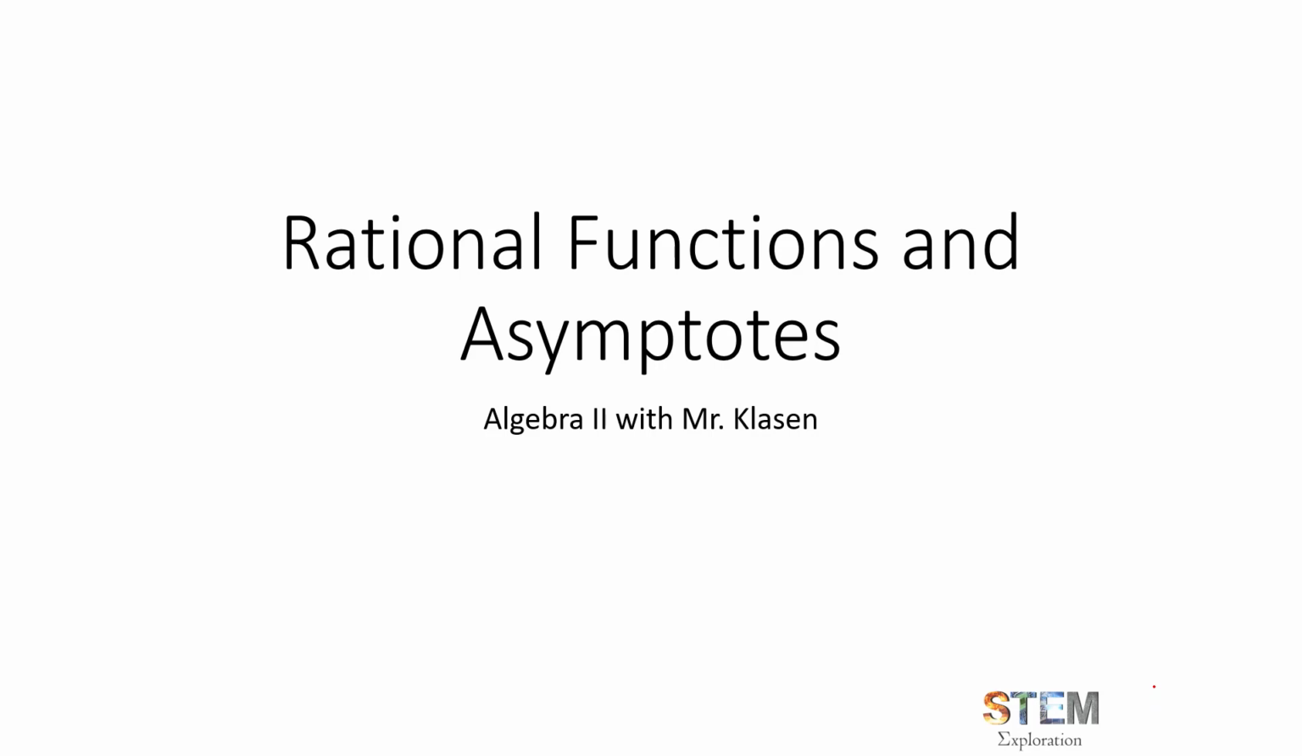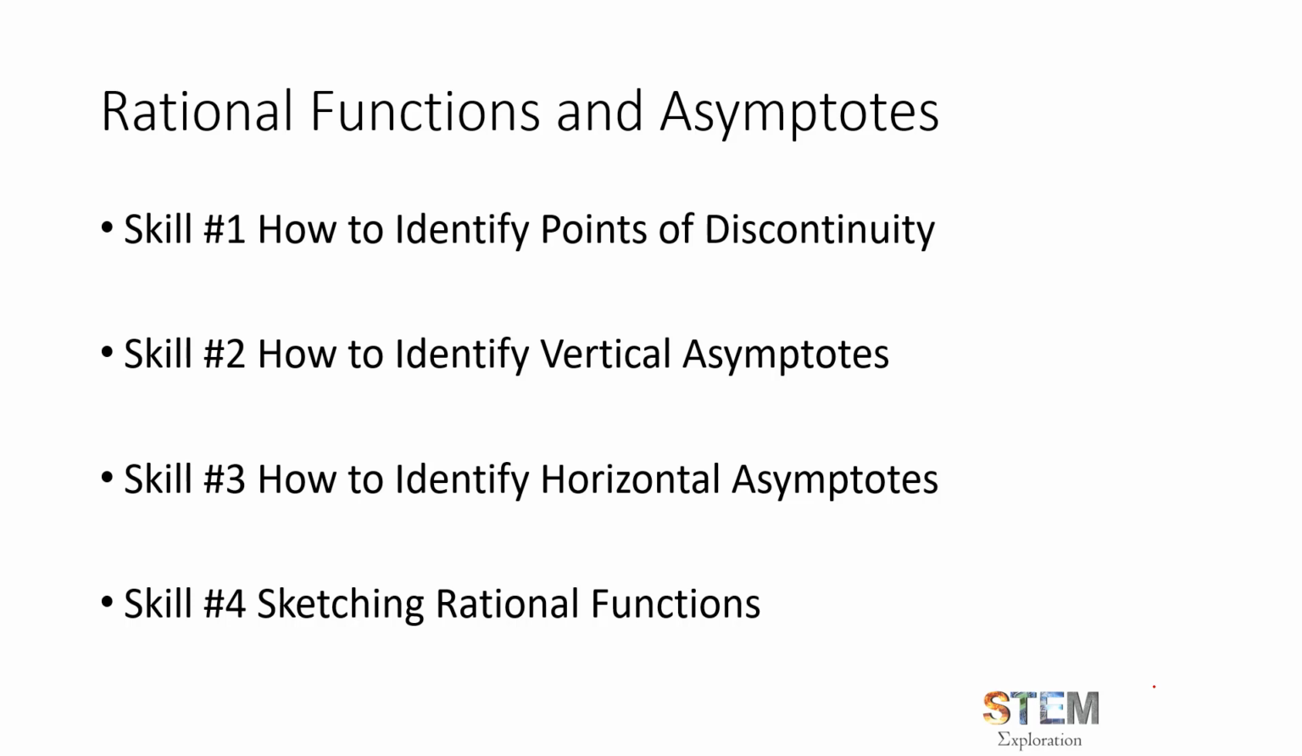Today we're going to talk about rational functions and asymptotes. Specifically in this video, we're going to look at how to identify some points of discontinuity. This is just when a function either has a vertical asymptote or maybe there's just a gap in the trend line for various regions based on how the function is designed.